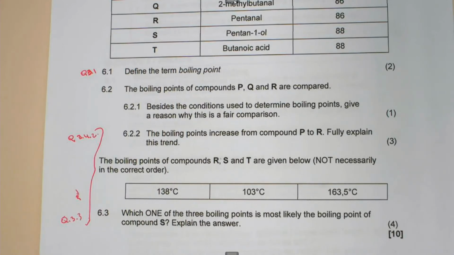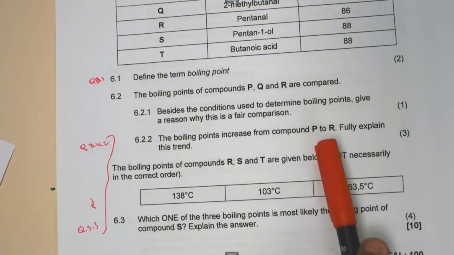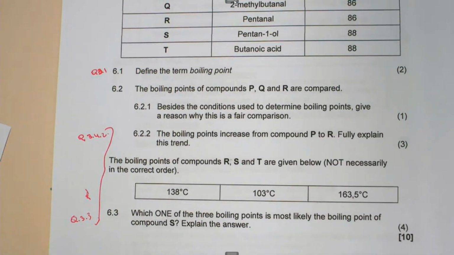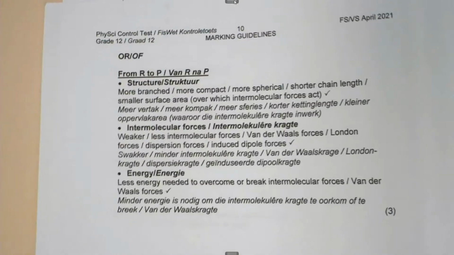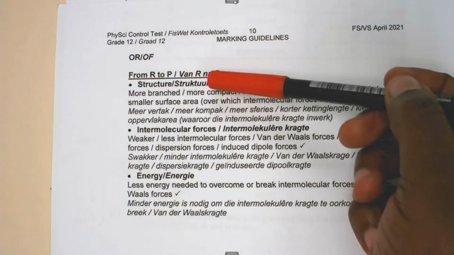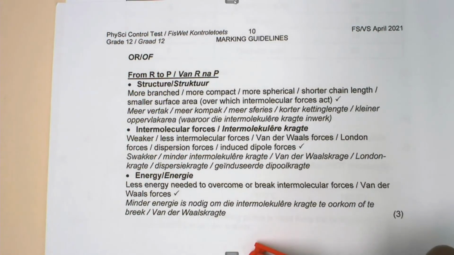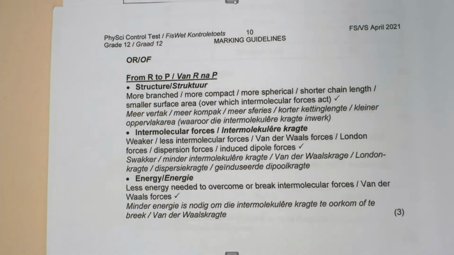Fully explain this trend for 3 marks. By now, I think learners should know that when they explain the trends, they must talk about the structure, the intermolecular forces, and the energy. Now, because the question already says from P to R, if the learner does not say from P to R, you should take that the learner is explaining according to this option on page 10, because already the question says from P to R.